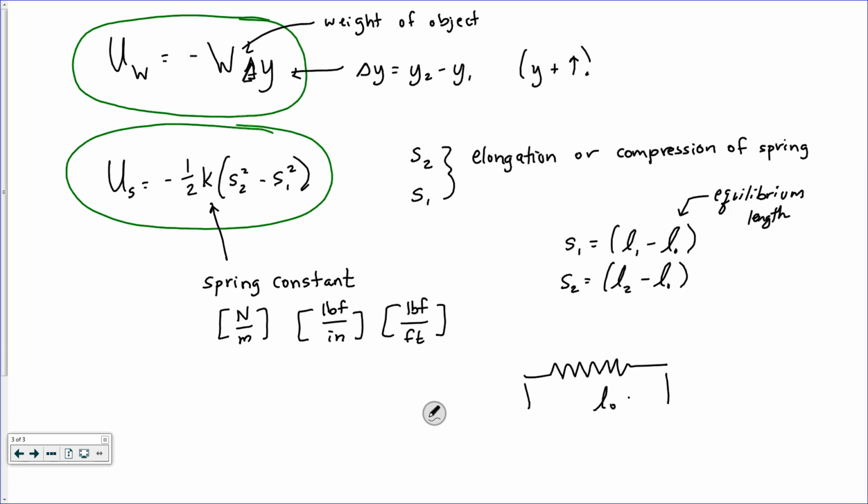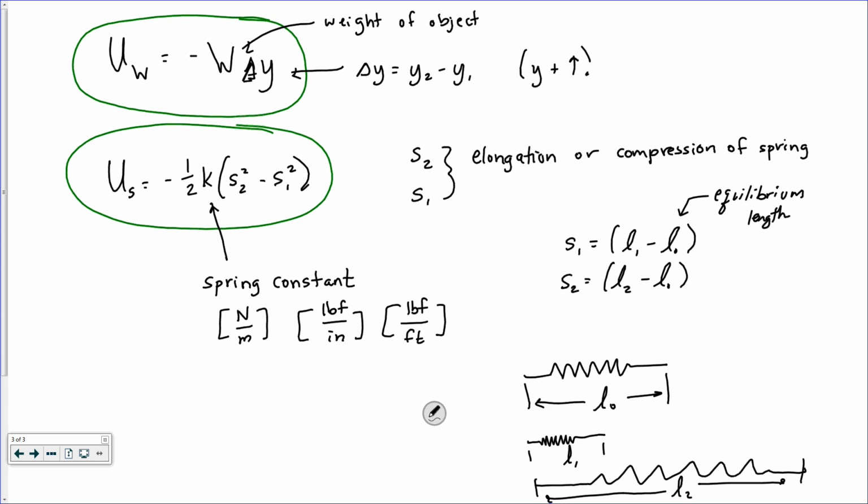Call this L naught. But I can take this spring and I can push it together. Or I can take this spring, and I could call this L1 for instance, or I could take this spring and I could stretch it out. Call this, say, L2 for instance. Maybe it starts off compressed and it ends up stretched out.